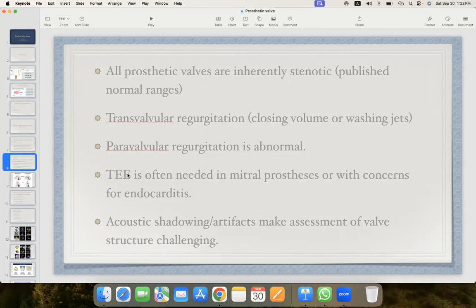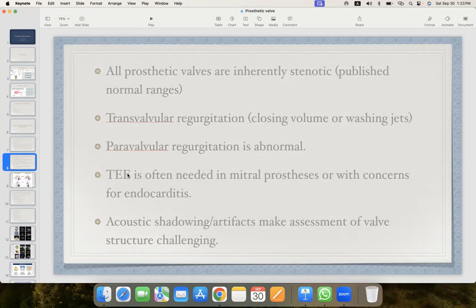The other thing is that we recommend TEE in any patient where we are concerned about vegetation, because it's usually really hard to see the vegetation from the transthoracic, because you will have a lot of shadowing. So most of the time, it's recommended to do TEE if you have any suspicion that the patient has endocarditis, and a patient with a mechanical valve should go ahead with the TEE.